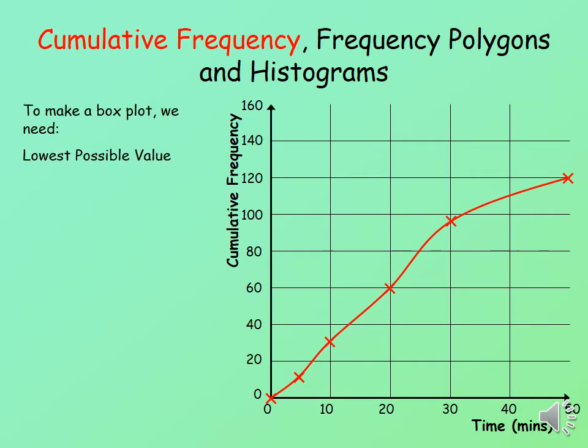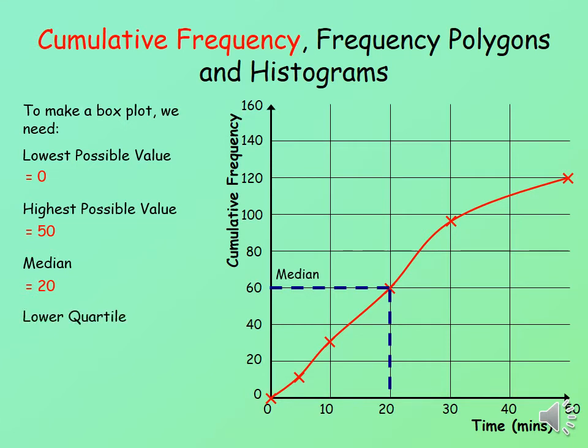So we need the lowest possible value. That's very, very easy. It is 0. And we need the highest possible value. Again, that's easy because it's 120. Oh, sorry, 50, from the time, so I'm on the wrong scale. And then we need the median, which is going to be the 60th item, and then we read down and it's 20. So the median time is 20.